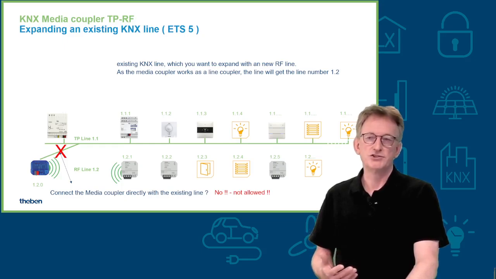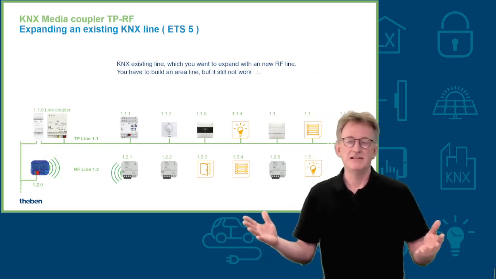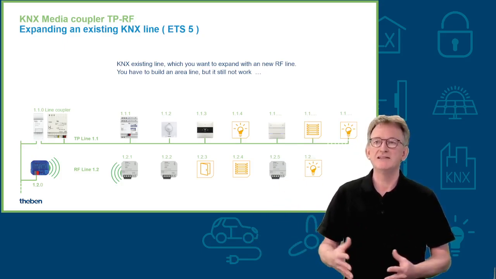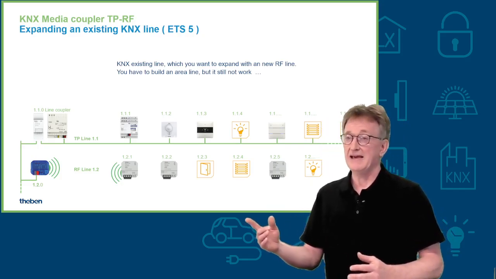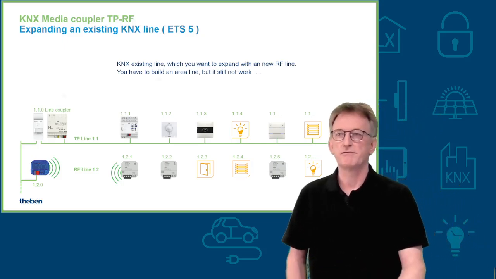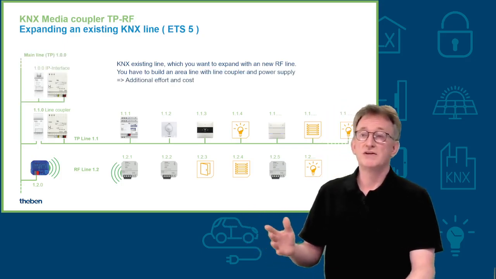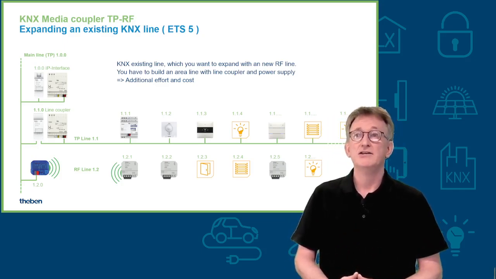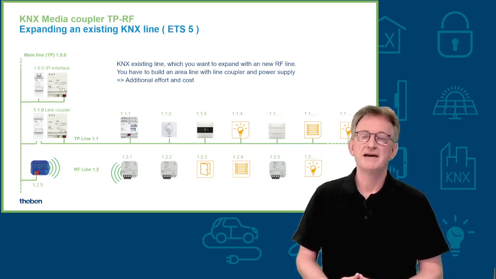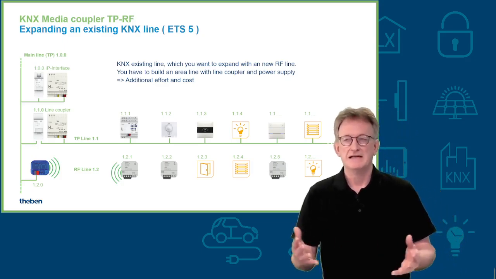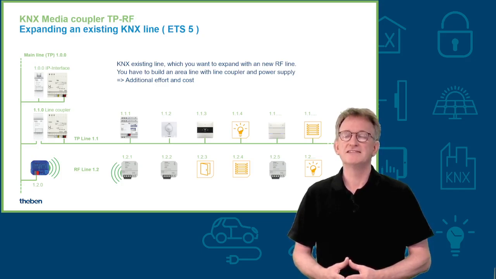So what other options do you have? Definitely you need a line on top of it, so a main line. So you need the line 1.0 in this case, and you have to connect also the existing TP line to that line via a line coupler. Unfortunately, to get this line 1.0 up and running, you need an additional power supply, probably also an IP interface. So you have additional costs, you have additional effort, but this is definitely a valid solution for such kind of a request.